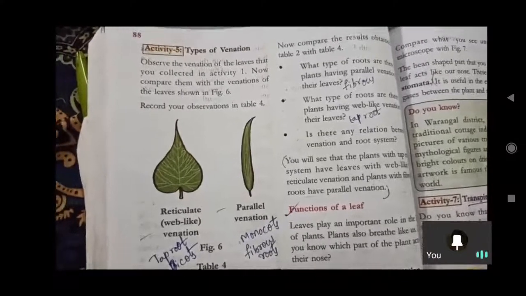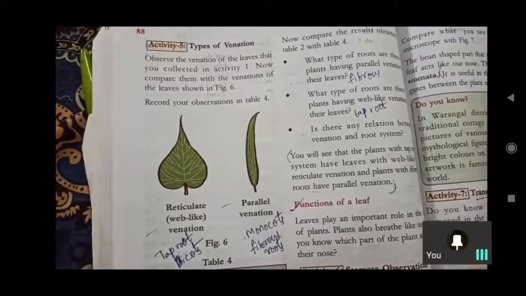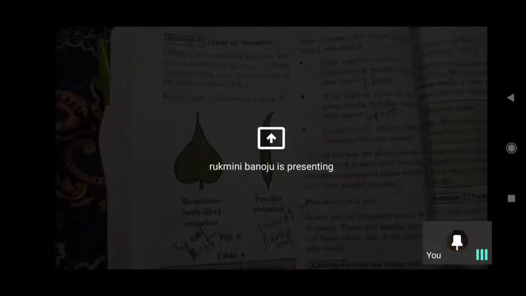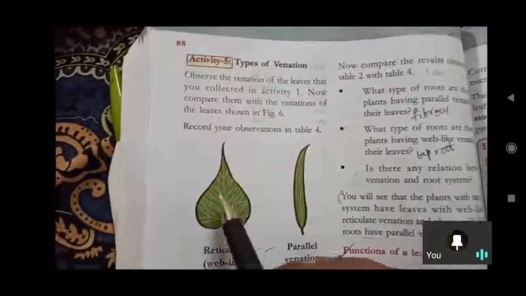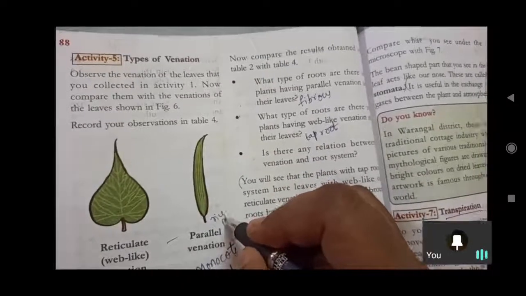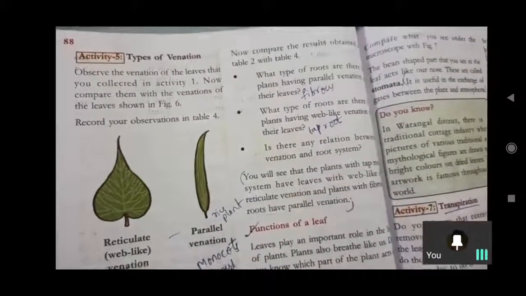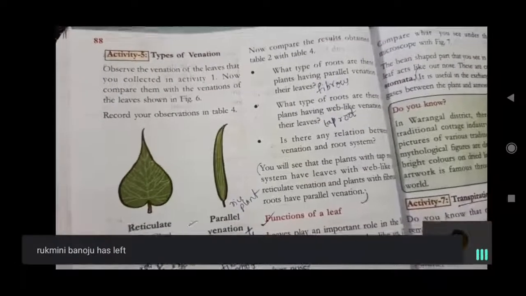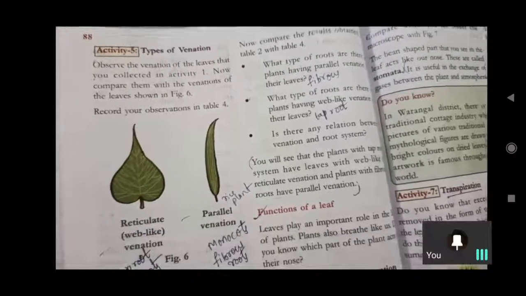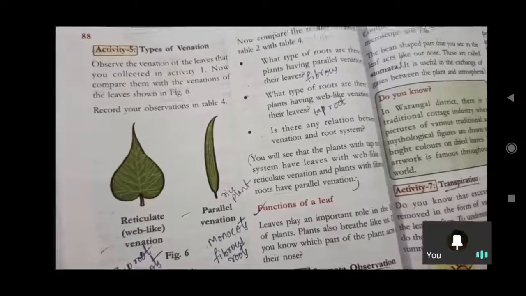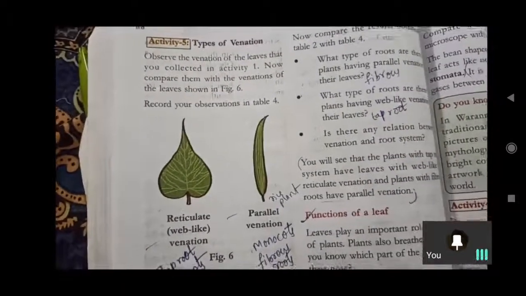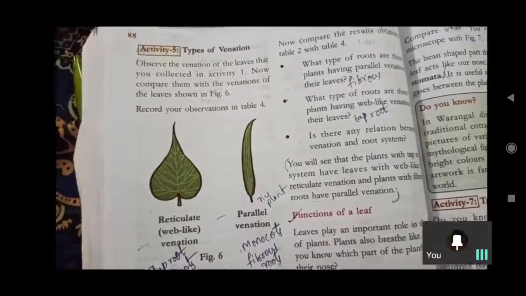Taproot means carrot-like. So the main root is there, those come under taproots, and those types of plants have leaves with reticular, web-like venation. And parallel venation: the rice plant has parallel venation. Those come under monocots, and the roots are fibrous. Wherever fibrous roots are there, those have parallel venation and come under monocots. And the plants in which a taproot is there, web-like venation will be there. So in that manner we can understand the types of venation.